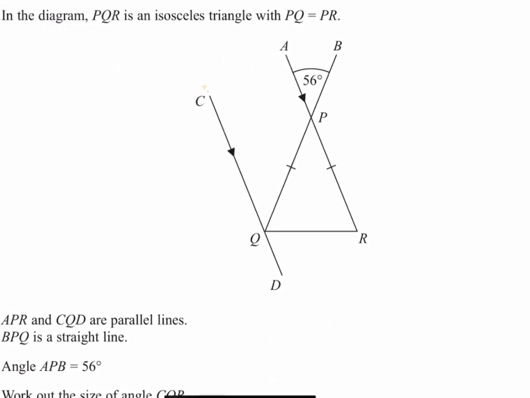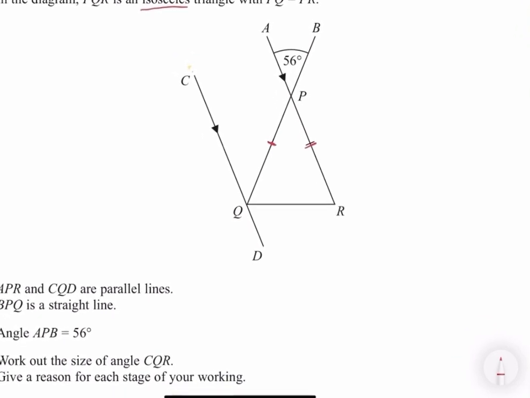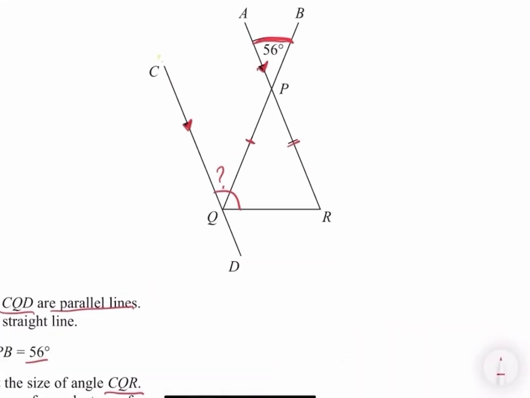Right, this question is all about angles and parallel lines. Let's see what we have. So we've got an isosceles triangle. When 2 sides are equal, they're marked there. And we have 2 parallel lines with the arrows on them. We also know that one of the angles is 56 degrees, and we need to work out this angle, which I marked as a question. So I need to give a reason for each stage.